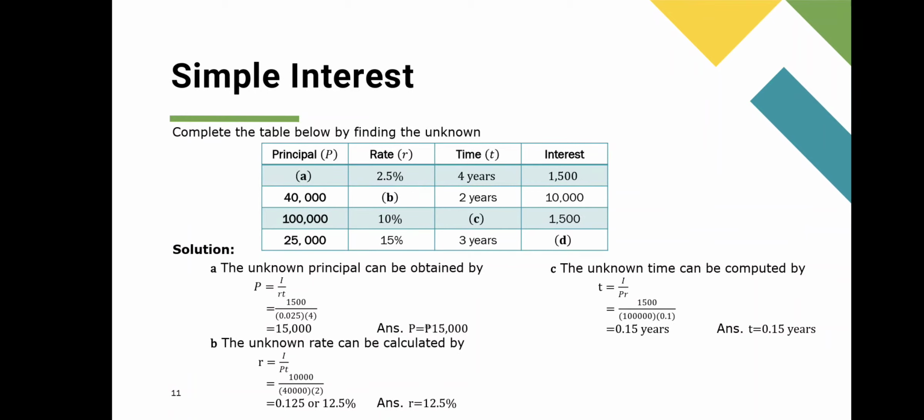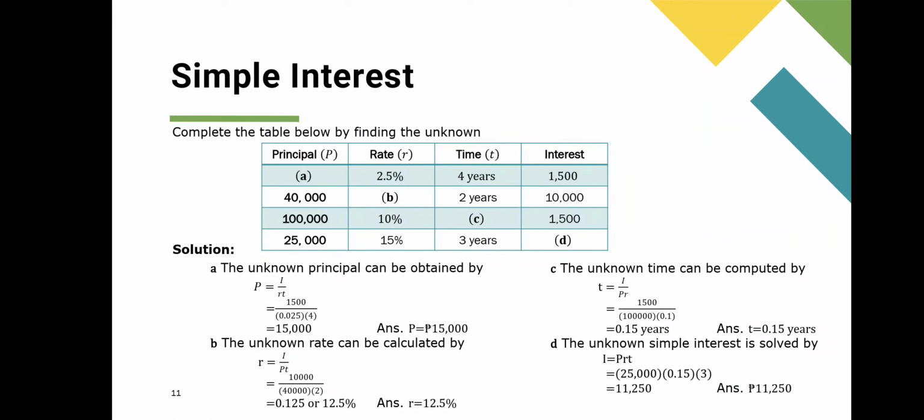Letter D, we have the unknown simple interest. So we will solve that by getting I equals P times R times T. So principal amount for letter D is 25,000 pesos. Rate is 15%. Time is 3 years. So we simply substitute that to our given formula. So we have here 25,000 pesos times 0.15 times 3.